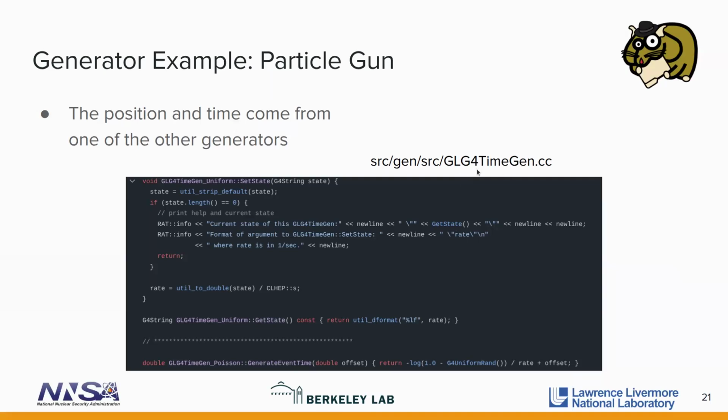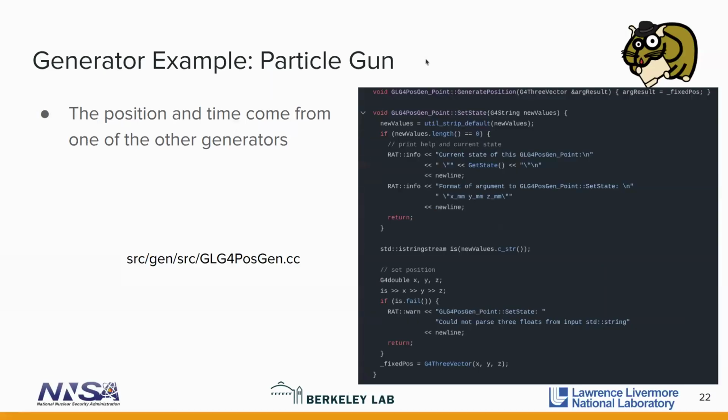So here's some code in the GLG4 time gen, which, again, this set state reads in what you wrote in your macro, and the rate. All you're looking for is a double to set the rate, and then it will generate times. Generate those times based on the rate you gave it.